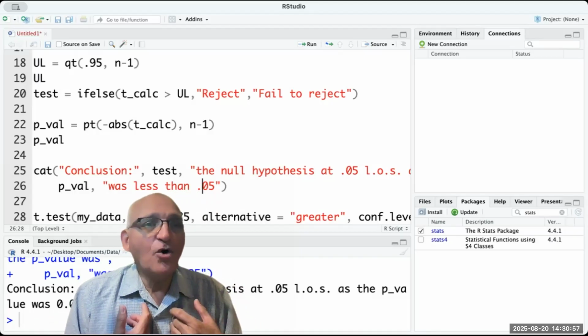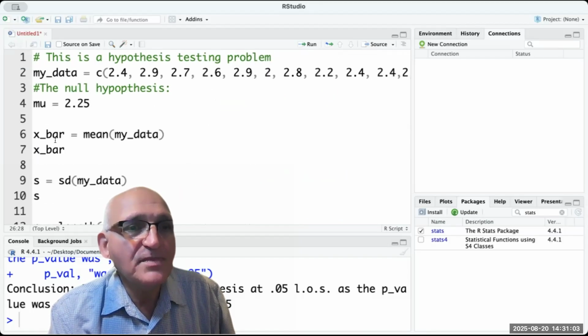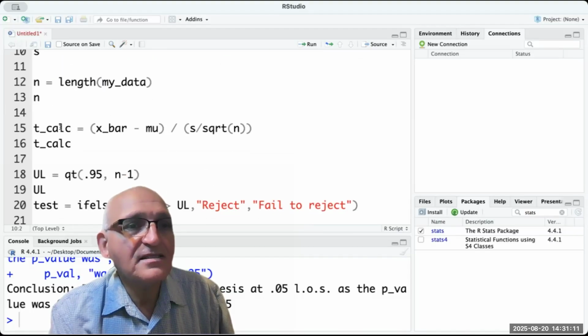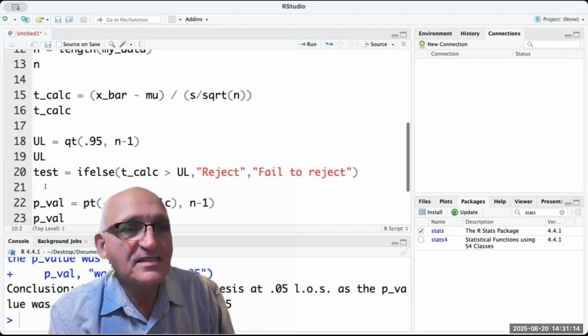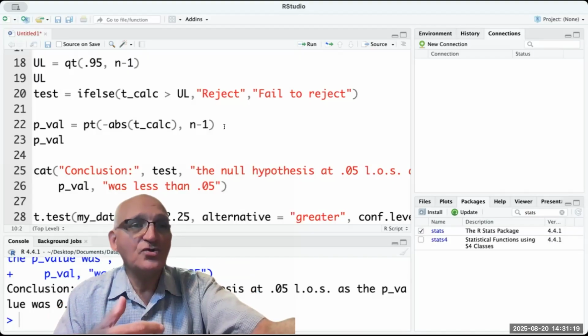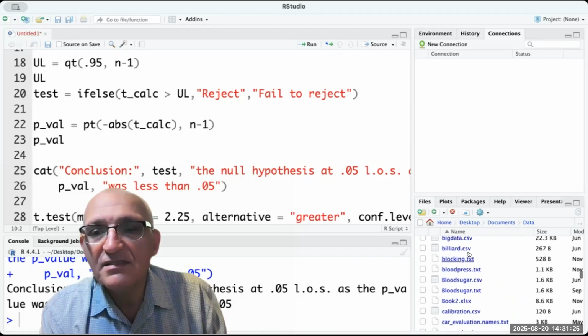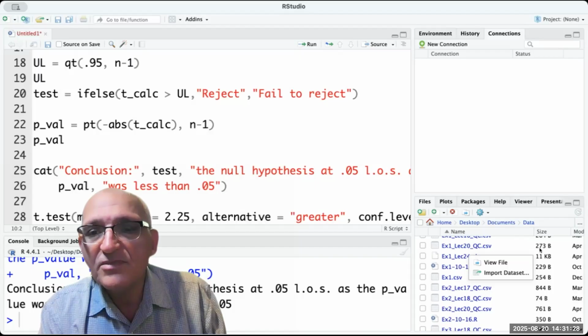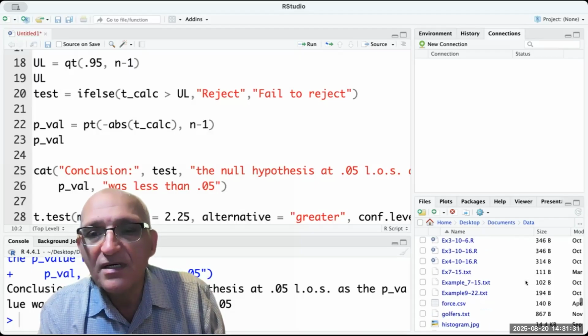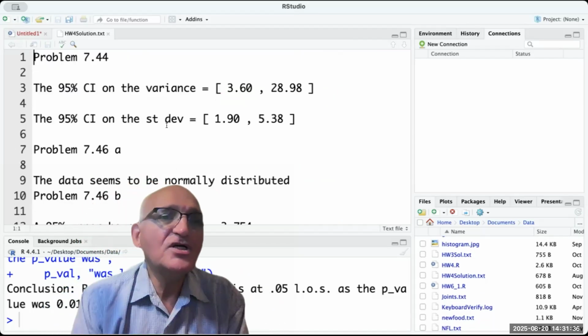So if this was a homework, all I need to do is to show the mean, the standard deviation, the length, the t-calc, and then send the test line to a file, and it will show up just the answers. I don't show the code itself. You see, for example, I did many of these for the kids before. Let me show you one homework solution, for example. So here is the problem.